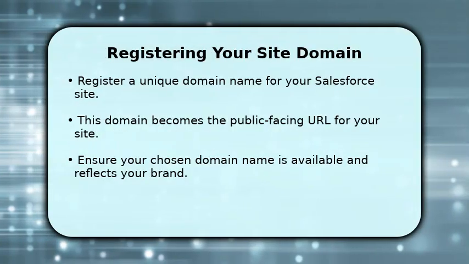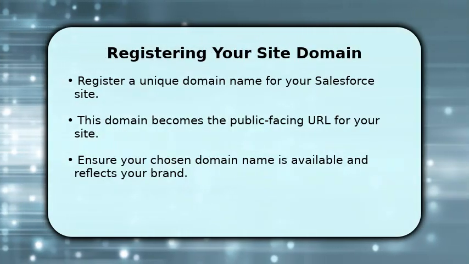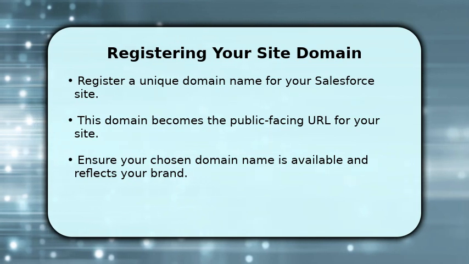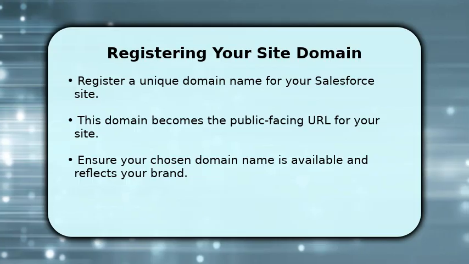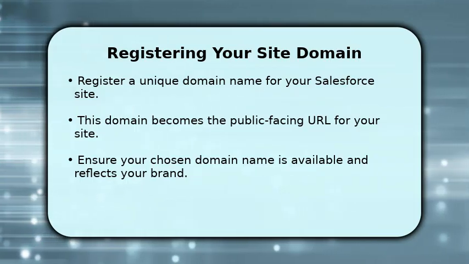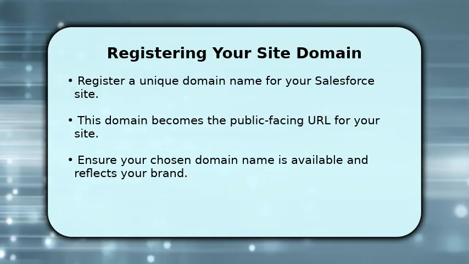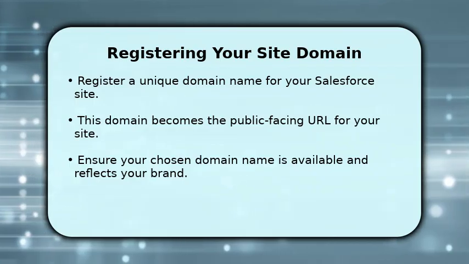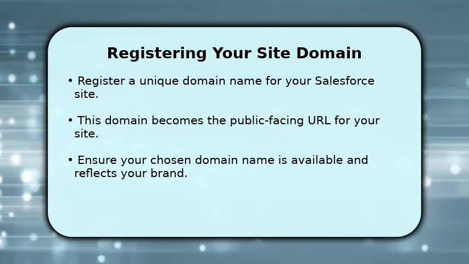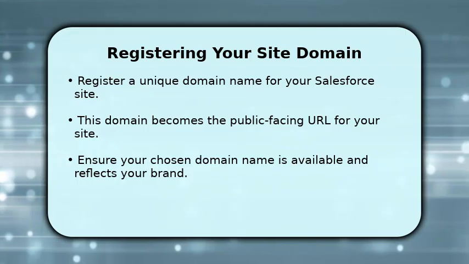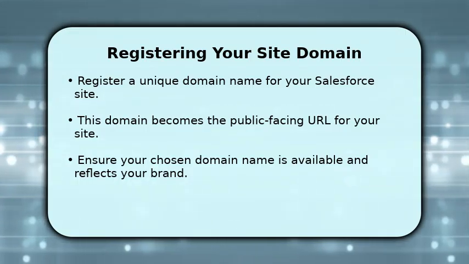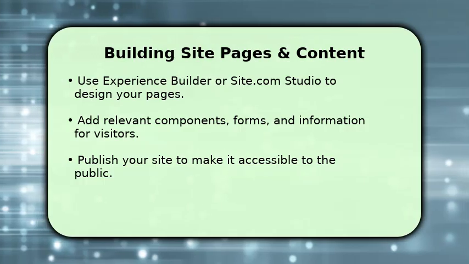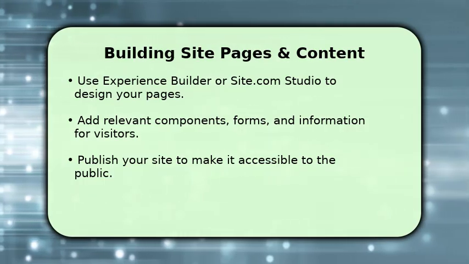Once you've registered your domain, the next step is to create a new site within that domain. You'll need to give your site a descriptive name and a unique URL suffix. It's also important to select an active site homepage at this stage. This initial setup is crucial for establishing your site's online presence and ensuring it's accessible to the public, laying the groundwork for your content.